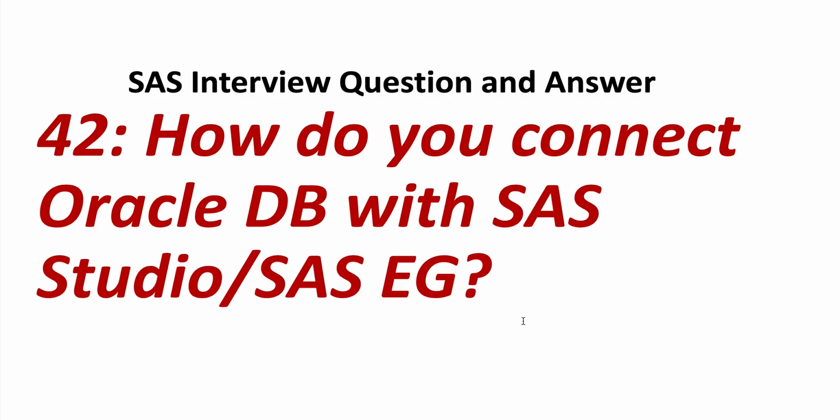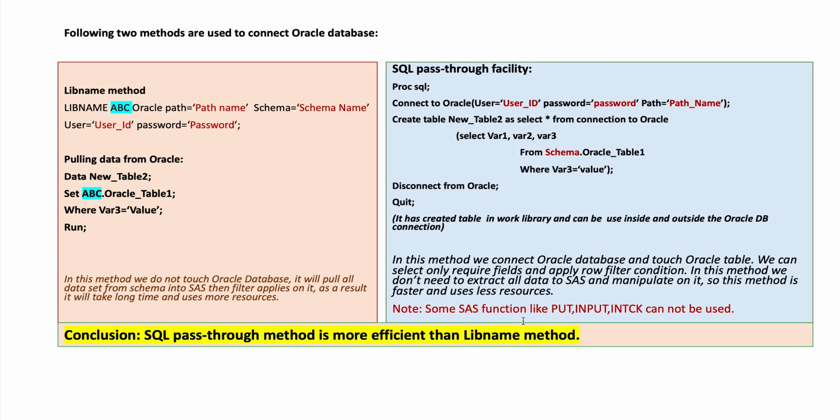SAS interview question and answer. Question number 42. How do you connect an Oracle database with SAS Studio or SAS Enterprise Guide? One of the most frequently used data sources is the Oracle database, from where we extract data from a specific table for business purposes. This question is asking how you connect an Oracle database with SAS Studio or Enterprise Guide and extract data from a specific table. The following two methods are used to connect to an Oracle database. First method is the libname method. Second method is the proc sql pass-through method.